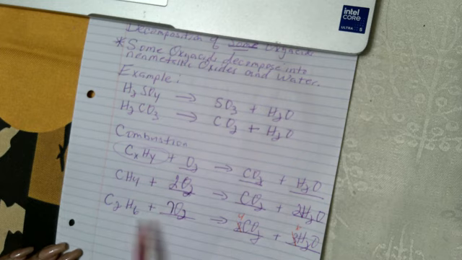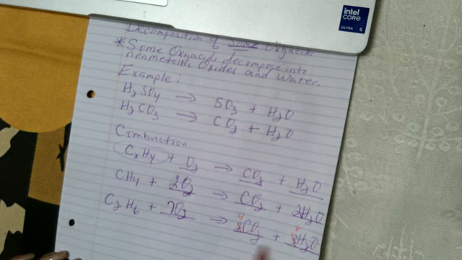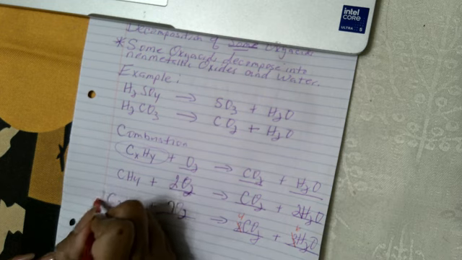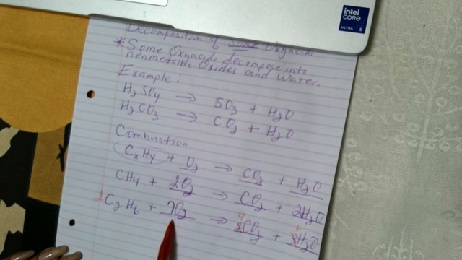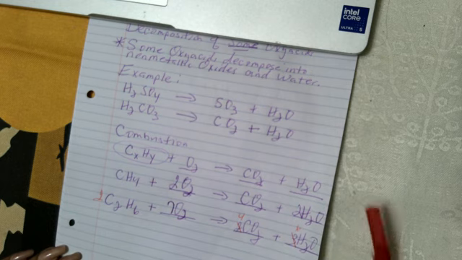And so we end up with 2. And we're going to put a 2 here. So I end up with 4 carbons, 4 carbons. 12 hydrogens, 12 hydrogens. 14 oxygens, 8 plus 6, 14 oxygens.